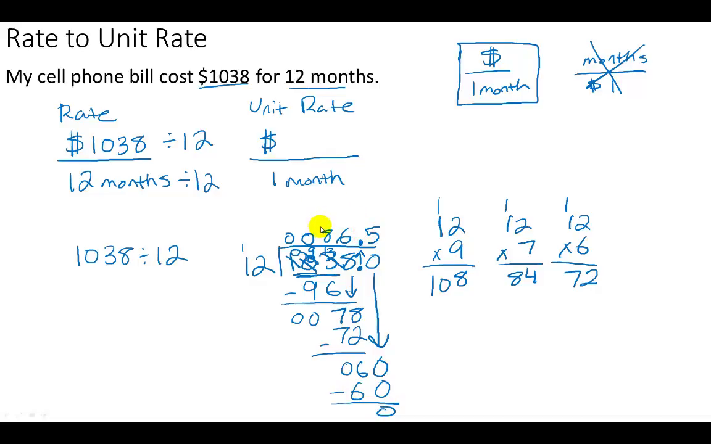So this value is what I take and plug into the unit rate. It tells us it's $86.50 for every 1 month. That's what I have to pay for my cell phone bill.